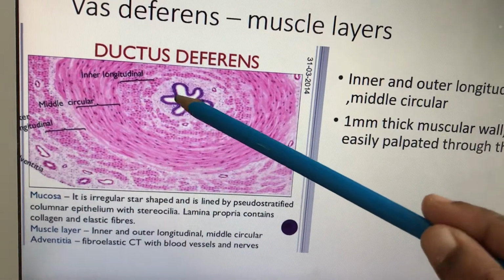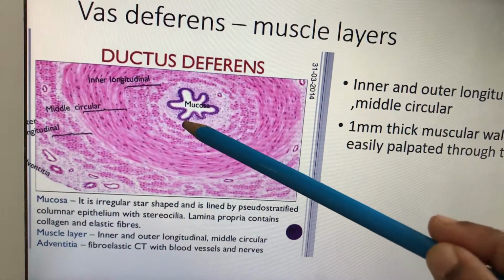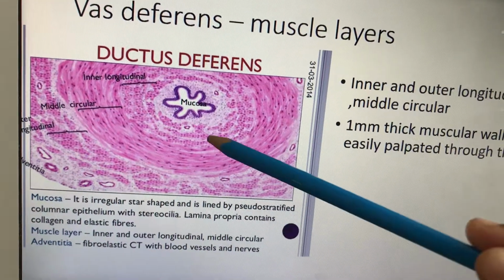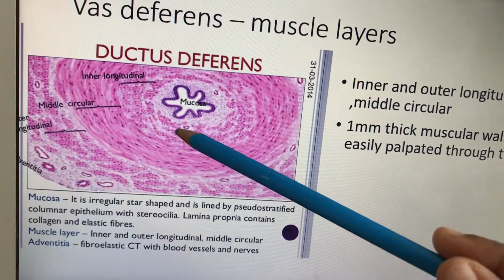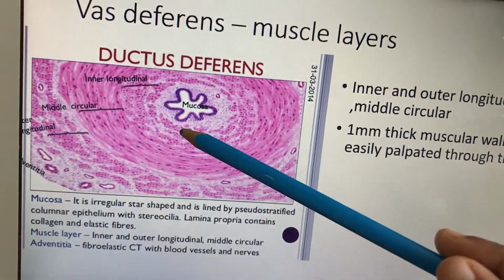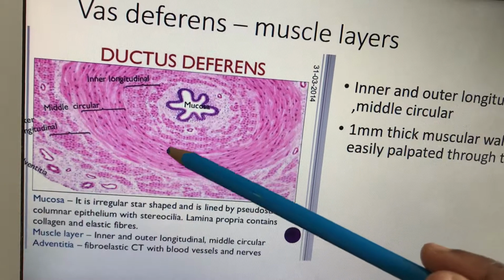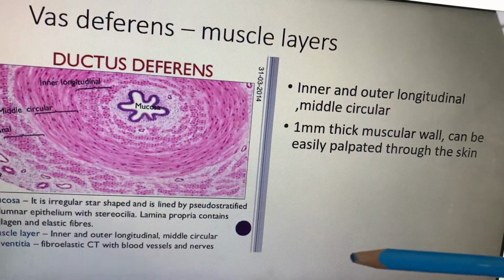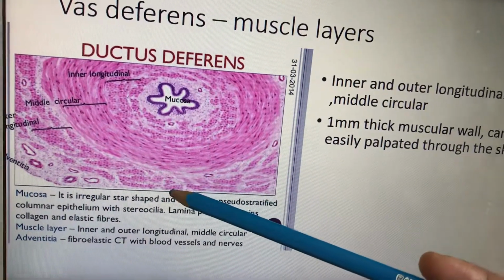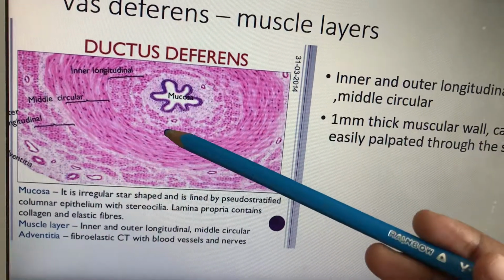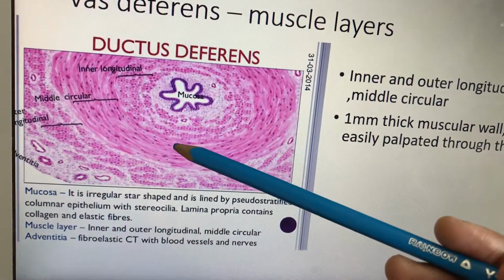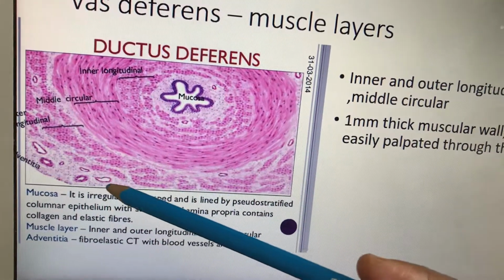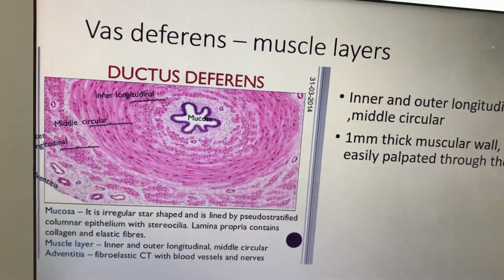Next slide is the vas deferens. The vas is a tube. So if you cut the tube, you have a nice stellate lumen. As usual, the epithelium is pseudostratified columnar epithelium with stereocilia, same as the epididymis. The second is the lamina propria, which contains collagen and elastic fiber. The next layer is a big muscular layer. Why is it so muscular? It is 1 millimeter thick, that's why you can easily palpate it from the scrotal skin. It is thick muscular because the sperm moves through it by this contraction. Inner longitudinal and outer longitudinal, with the middle circular layer you could see nicely. The last layer is the adventitia, as usual we see in the GIT.